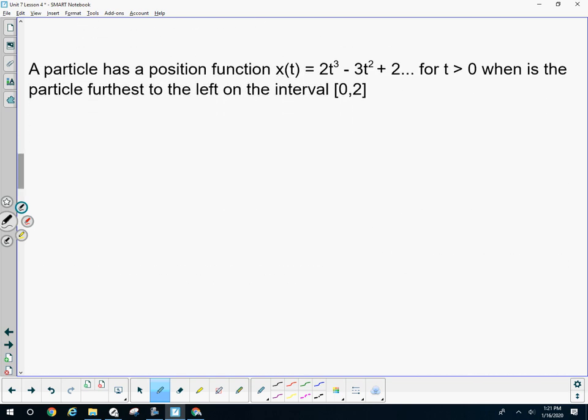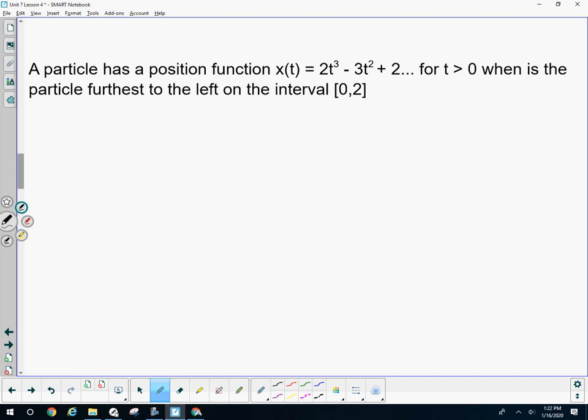Now, you will not be asked to find the absolute max or absolute min of this, because we're talking about position, velocity, acceleration, so they're going to word the questions a little bit differently. This question is worded: here's the position function, when is the particle furthest to the left? Okay? What kind of values do you have for position as being left? Negative. Negative positions are to the left.